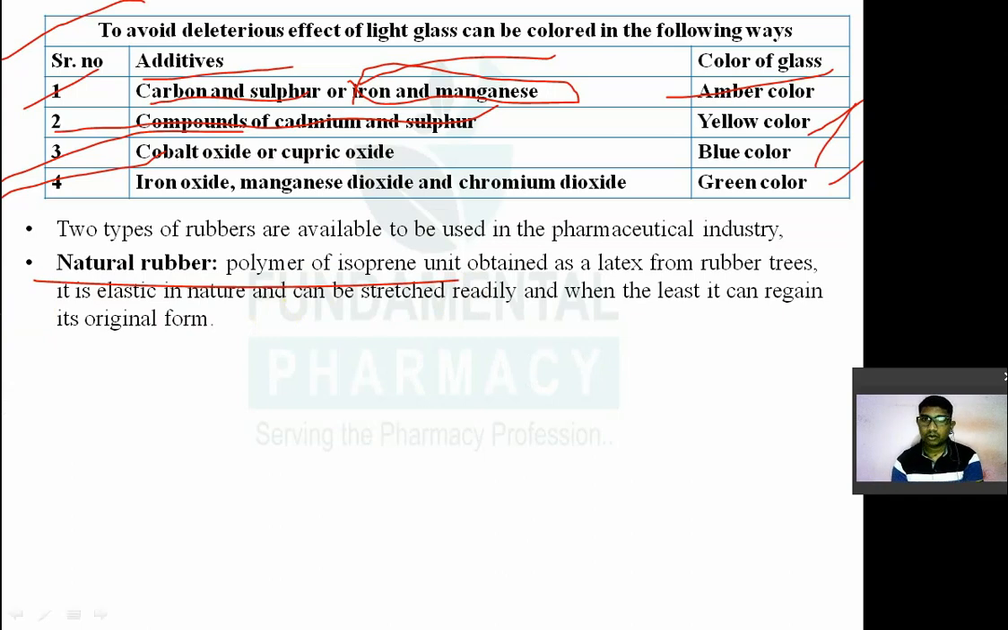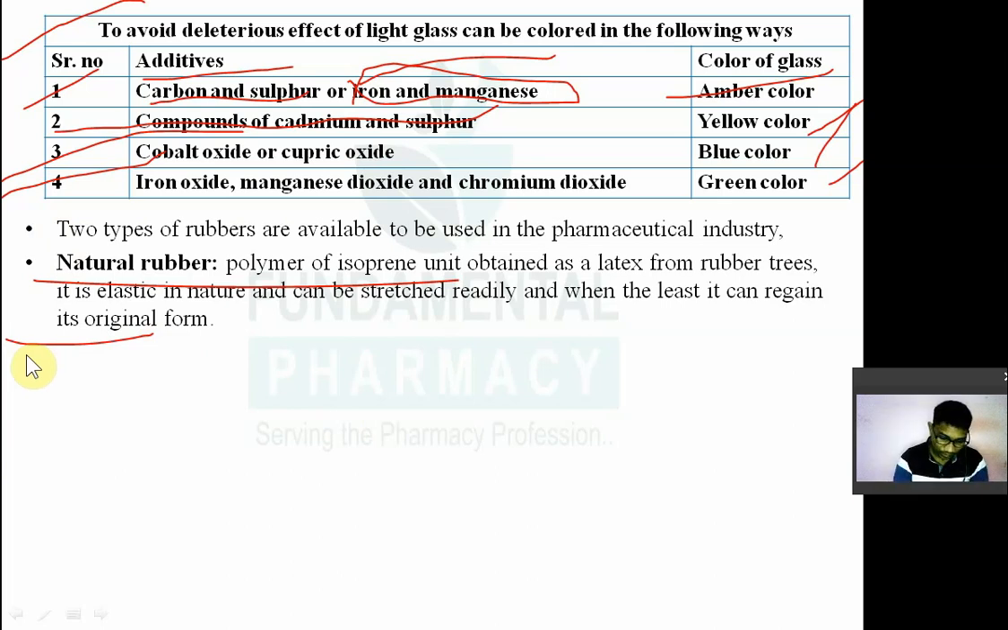It is obtained as a latex from rubber trees. Rubber trees are big trees, and they cut them to get the latex, and from that latex comes the rubber. It is a polymer of isoprene unit obtained as a latex from rubber tree, and it is elastic in nature and can be stretched easily. When you release it, it can regain its original form. See, you can stretch rubber, and when you release it, it regains the original form. That is the property of rubber.